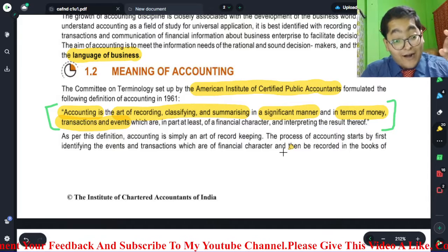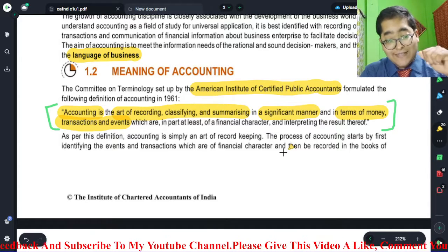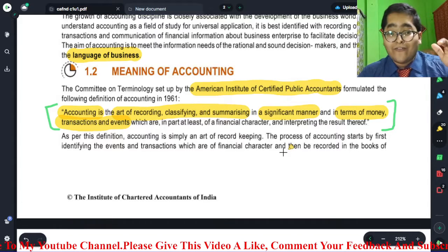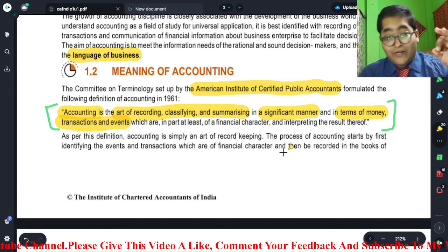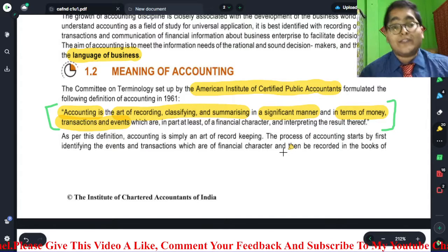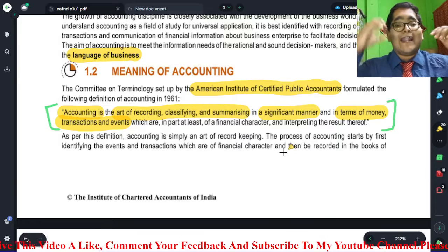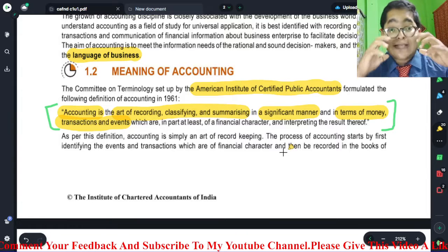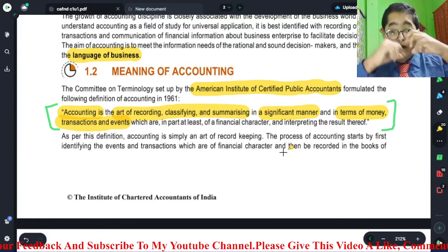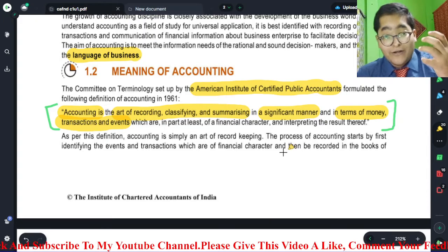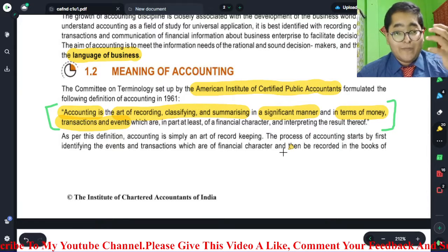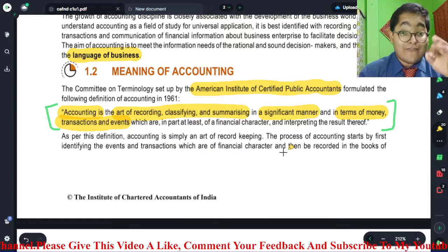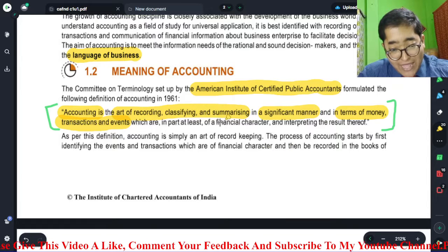So accounting is an art of recording, classifying, and summarizing in a significant manner and in terms of money, transactions and events. It is a point to be noted that transactions and events both need to be recorded in the books of accounts. Both have to have a monetary unit, a monetary term. Both need to be on a monetary basis, so it is equal for measurement in the accounting records, right? It should have a financial character.